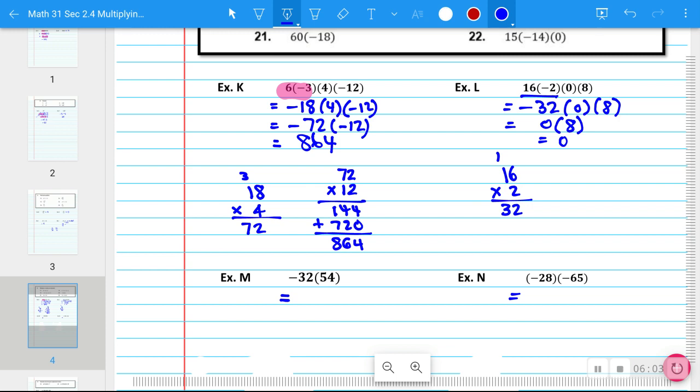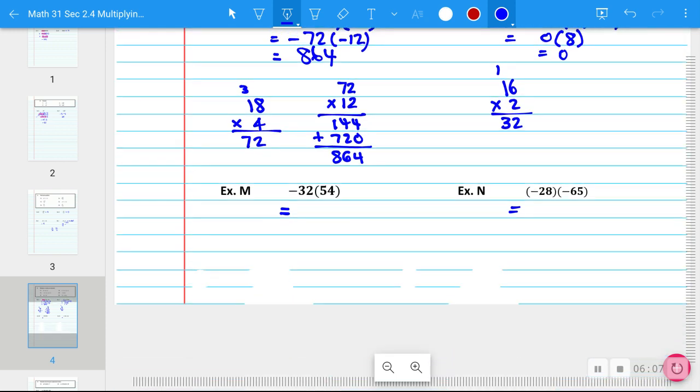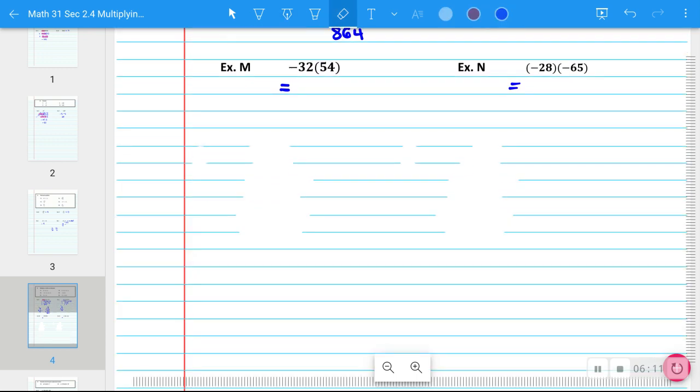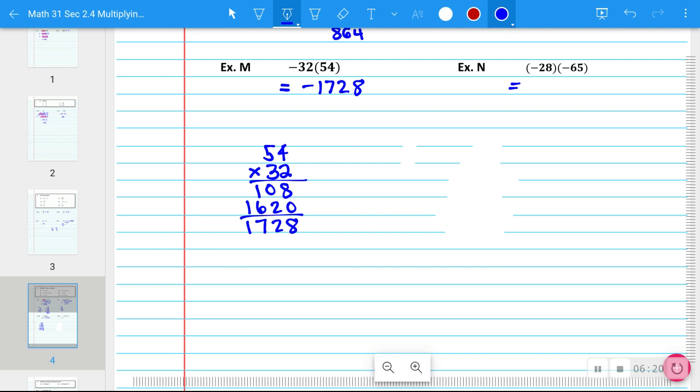Okay, on example M, we have mismatched signs, a negative times a positive. So we know our answer is going to be negative. The magnitude of the answer would be 1728, so it's actually negative 1728. All right, the calculations on the next one, I'll show those first. Since it's a negative times a negative, you're going to get a positive answer here. So it's positive 1820.